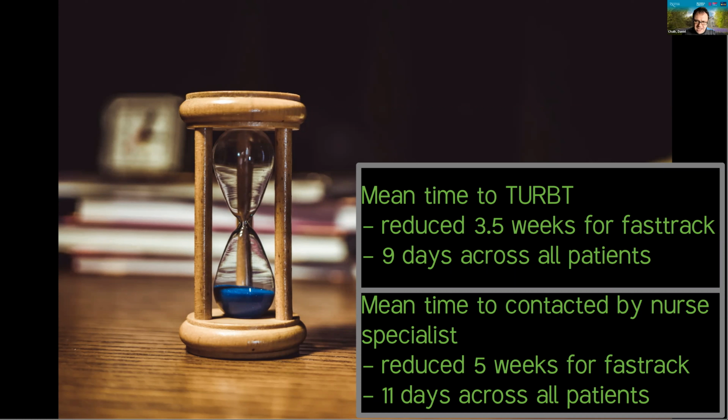And we've seen this time and again in operational research, where you go in with a model and they make changes, but the process of looking at the system as a whole leads to wider improvement, because they look to see where they can make other improvements as well. As well as that, the mean time from referral to being contacted by the nurse specialist reduced by 5 weeks for fast track patients, and again 11 days across all patients. So everyone seemed to be really benefiting from this.